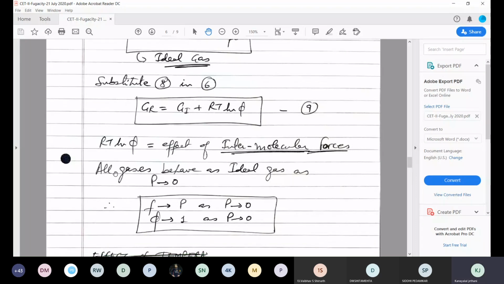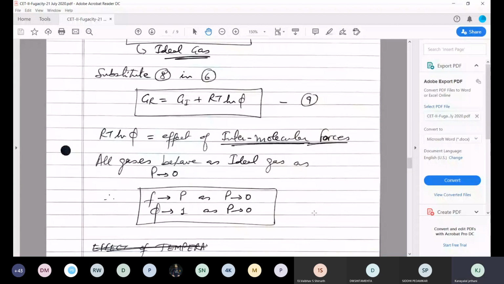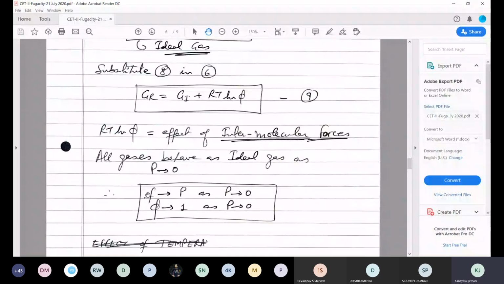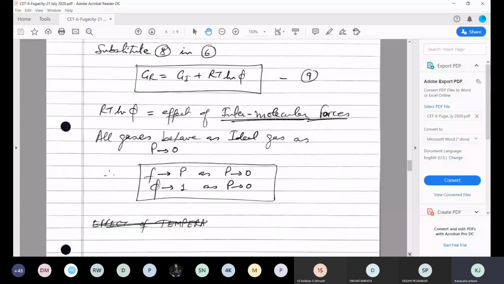And all our gases behave as ideal gas as pressure approaches zero, or at low pressure, right? And we have seen fugacity tends to pressure as P approaches zero. Similarly, because the fugacity coefficient is nothing but F by P, if fugacity tends to pressure, the fugacity coefficient will tend to one as P approaches zero. Right? So if the fugacity coefficient is one, that means it is an ideal gas. If the fugacity coefficient is not 1, then it is a non-ideal gas. Okay? Any doubts on this?